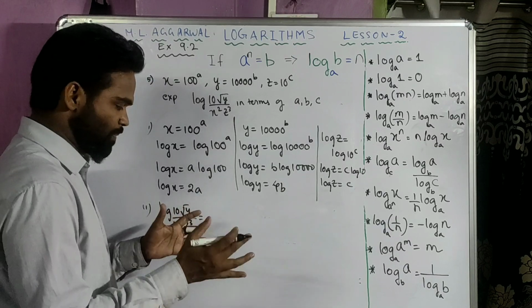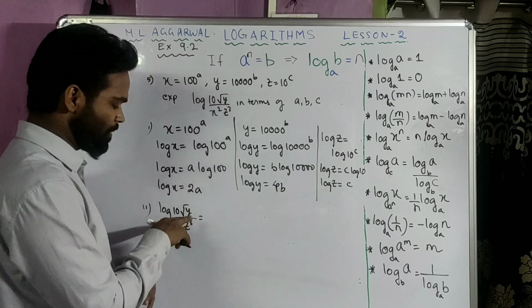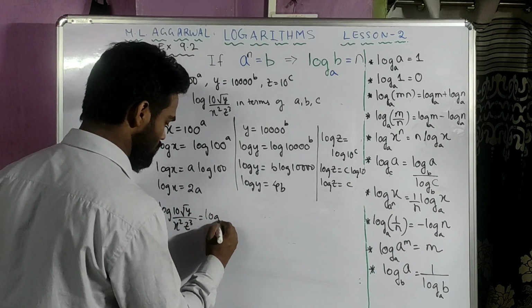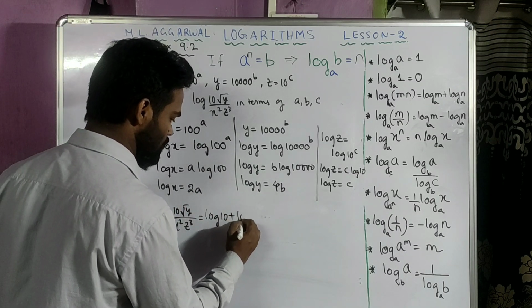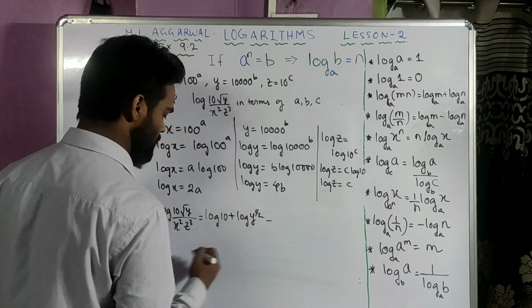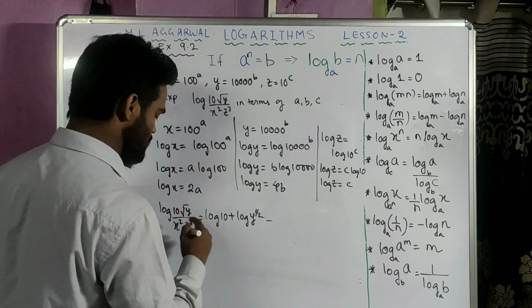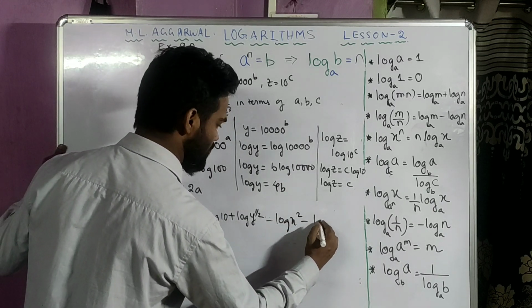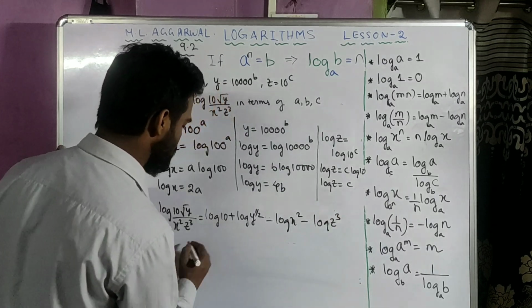It is a single log. We will expand it. How? The ones which are multiplied in the numerator get added up. So this is log 10 plus log root y. Root y, can I write y to the power half, minus, the denominator gets subtracted, log x square minus log z cube. Now look carefully.